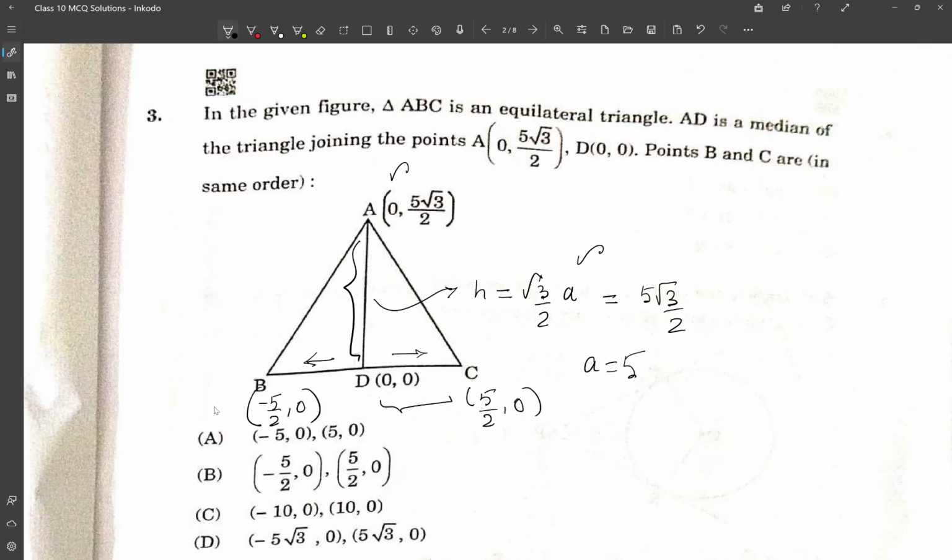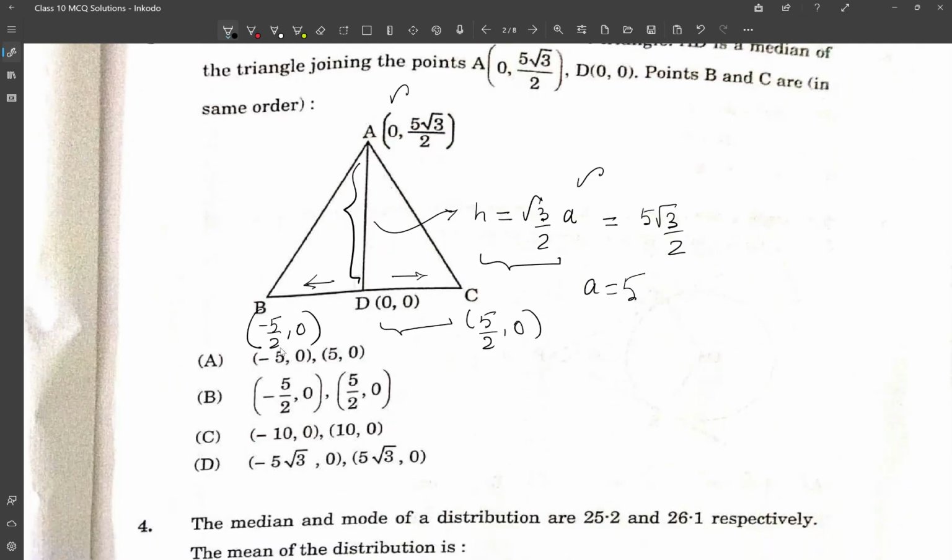I'm not using any fancy formulas here. It's purely logic. The only formula that I'm using is this. So the answer would be minus 5 by 2 comma 0 for point B and plus 5 by 2 comma 0. So the option should be option B.